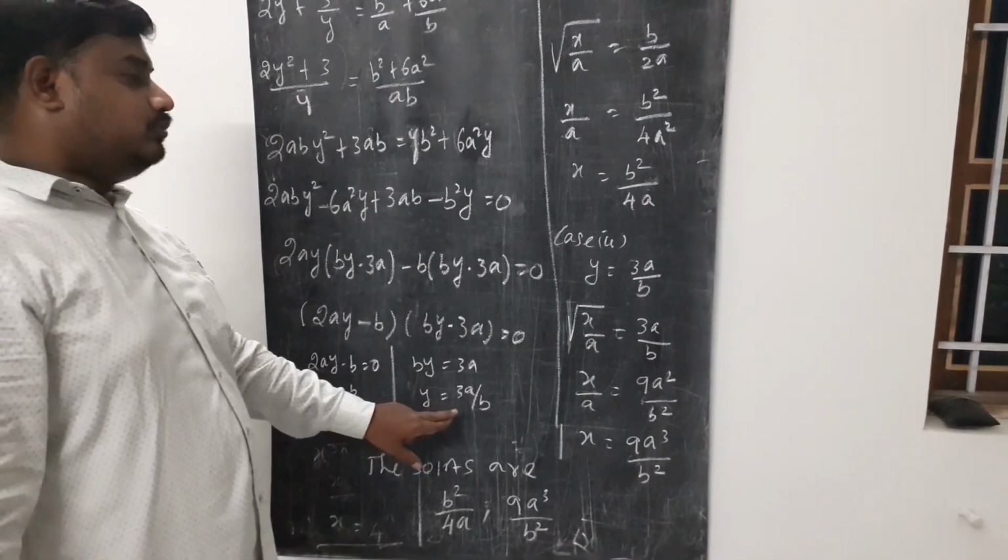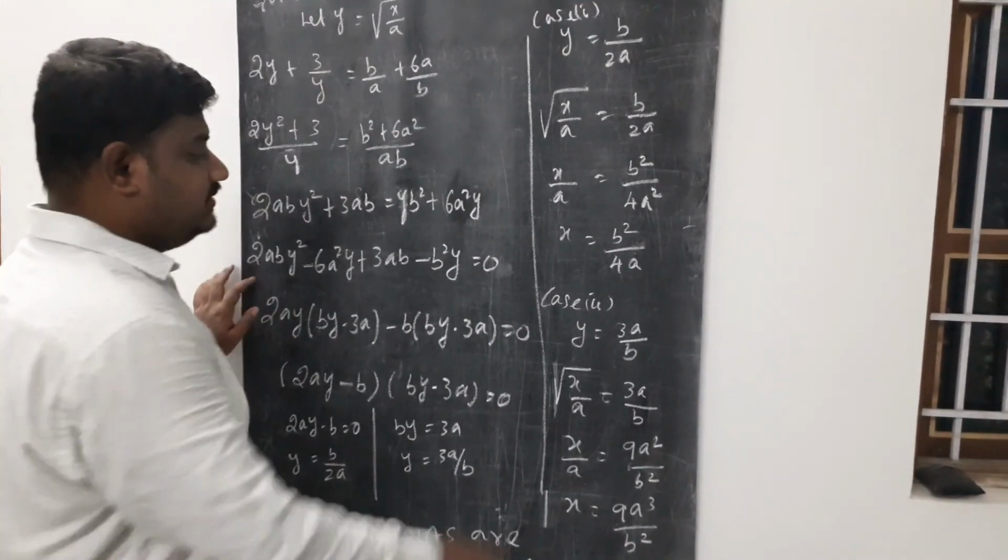Here there are two y values. I will substitute case 2: y is equal to 3a by b.